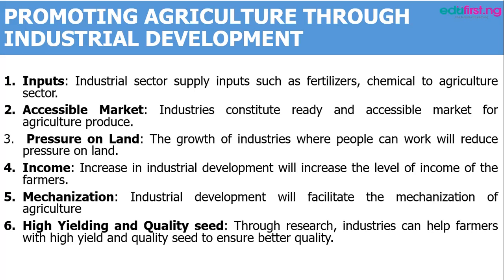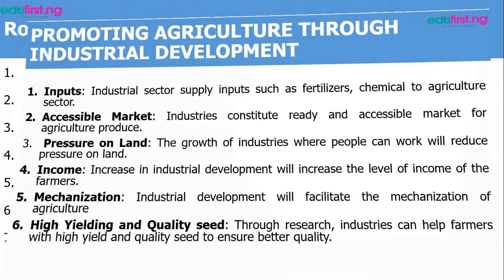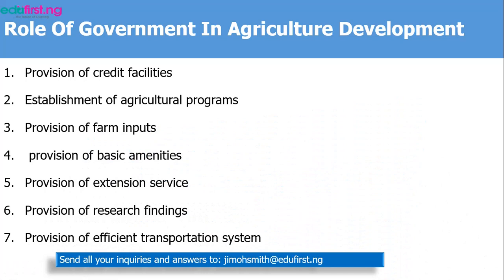Now let's move to the last one, which is the role of government in agricultural development. Provision of credit facilities. The government can provide credit facilities. They can establish agricultural programs. Provision of farm inputs. Provision of basic amenities. Provision of extension services. Provision of research findings. And provision of an efficient transportation system.